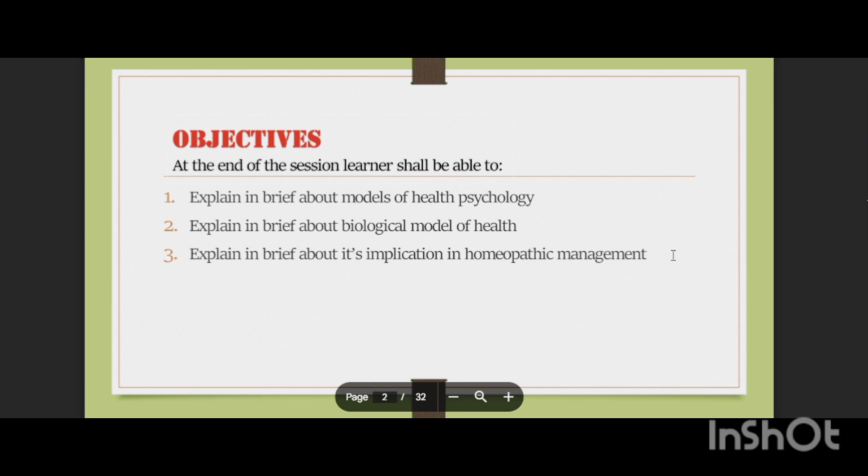First, let's look at our goal. By the end of this talk, you should be able to briefly explain the different models or ways of thinking about health psychology, explain the biological model of health, and explain how we use these.